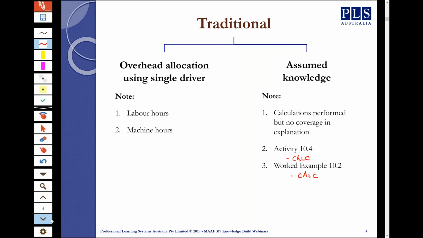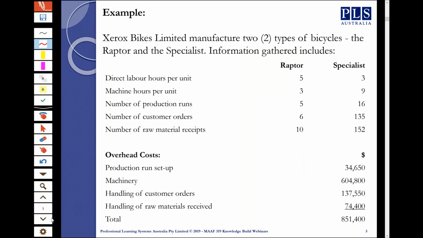So if we look at that simply, if I give you a set of information with respect to Xerox bikes, we're manufacturing 2 bikes, the Raptor and the Specialist. You'll find I've given you all information around direct labour hours, machine hours, number of production runs, number of customer orders, number of raw material receipts. Now, you'll find I'm going to use this exact same information shortly as we apply activity-based costing. I've then given you your overhead costs.